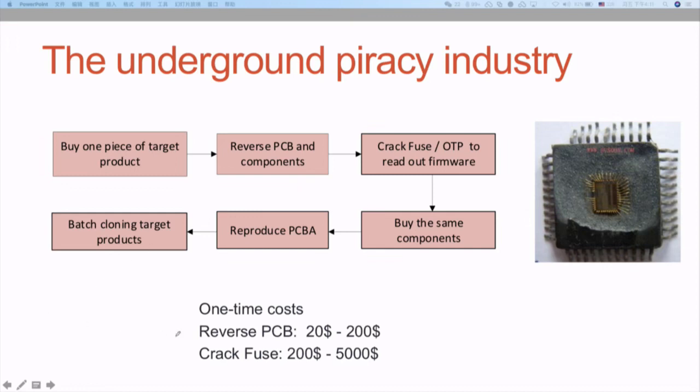Now let's calculate the cost the copier needs to pay in this procedure. The main cost occurs in the PCB reverse and the firmware readout steps. According to the complexity of the PCB board, the cost of PCB reverse is from $20 to $200. In the firmware readout step, depending on the strength of the code read protection, the cost is from $200 to $5,000. The total cost of a copied product is much lower than the designed one. This brings great damage to business fairness.